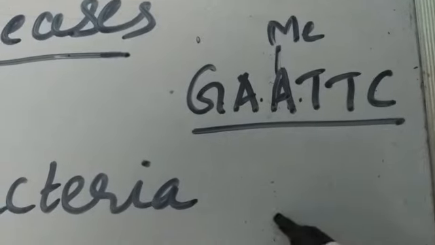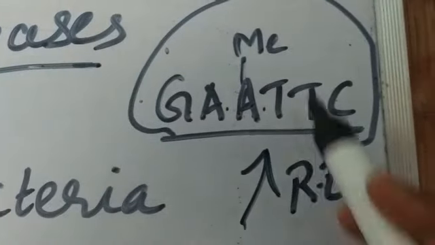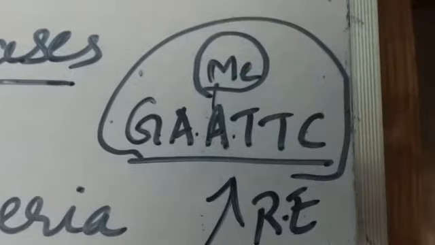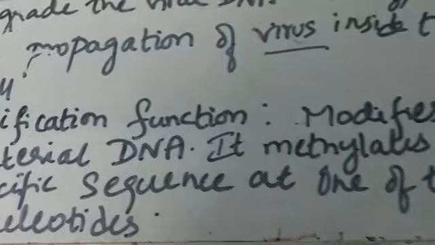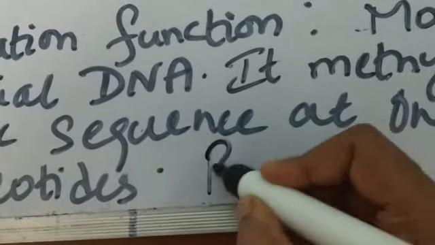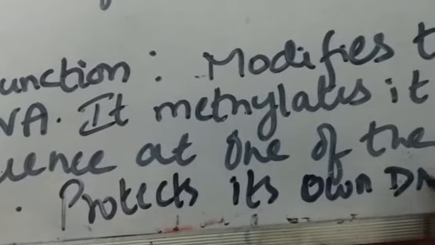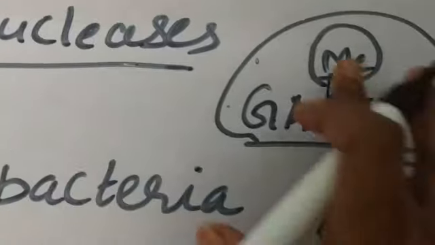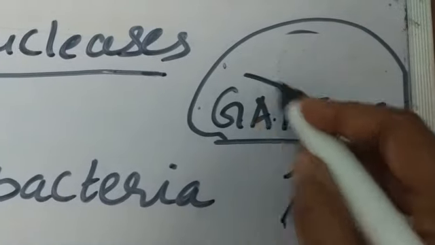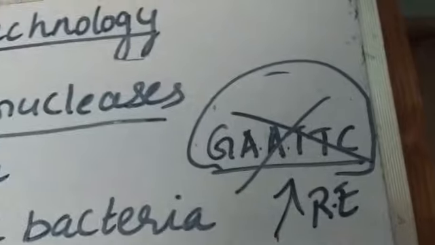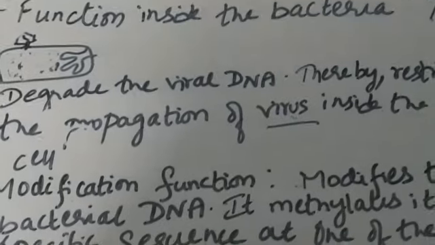So now, when its own restriction endonuclease comes, it will not be able to recognize this sequence because there is an extra methyl group sitting on the A. That is why it is able to protect its own DNA. Whereas viral DNA does not have this methyl group, and therefore the restriction endonuclease can go and cut the viral DNA. So you can see there are two functions of the restriction endonuclease inside the bacteria.